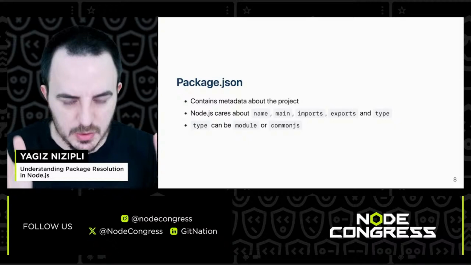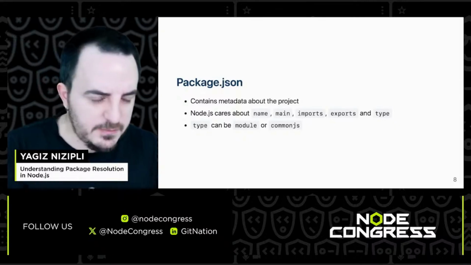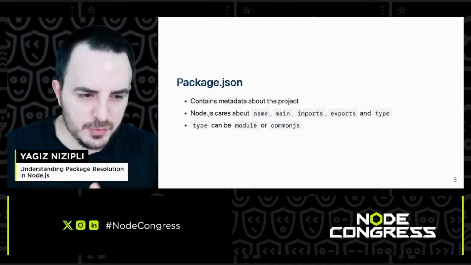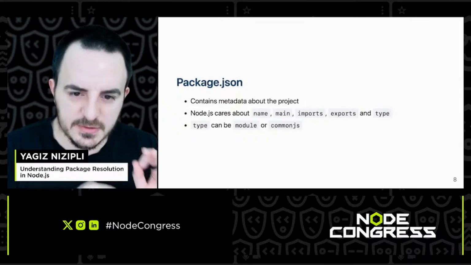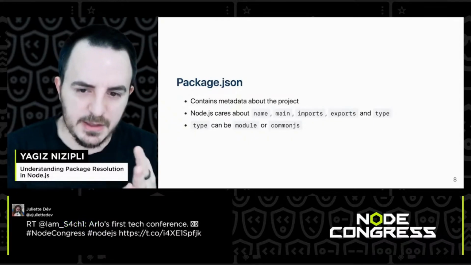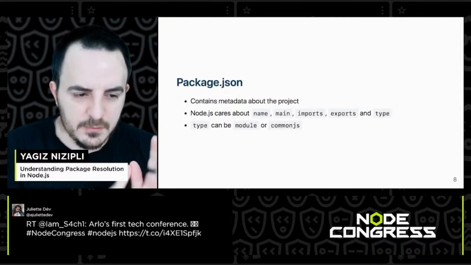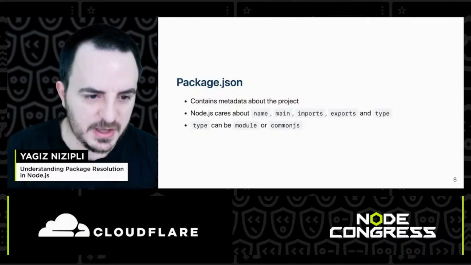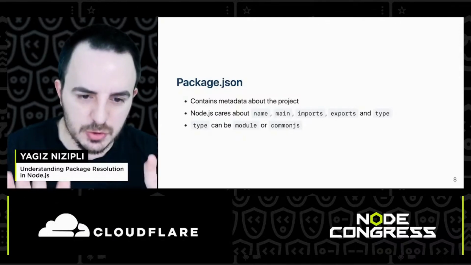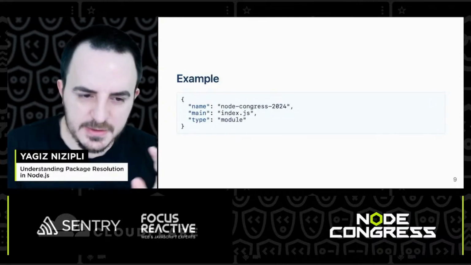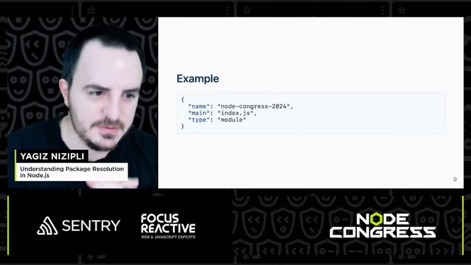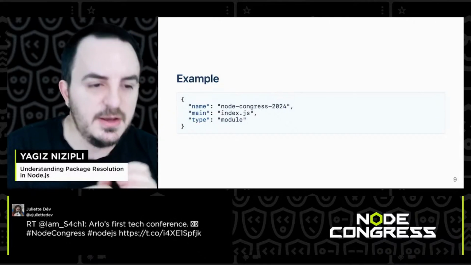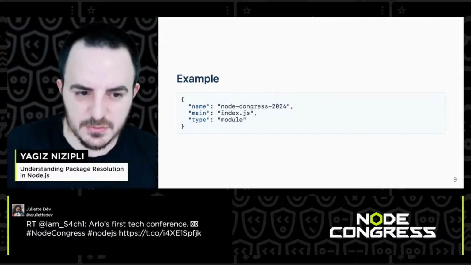So how do we actually know what's going on? We have this package.json file in all of our projects. It contains metadata about our project, but Node.js only cares about five of those fields: name, main, imports, exports, and type. For the sake of this presentation, I'm just going to focus on the type attribute. Type can be module or commonjs. So I think you're understanding where I'm going with this. For example, we have a name, Node Congress 2024, we have a main attribute, and we have a type, which corresponds to module.